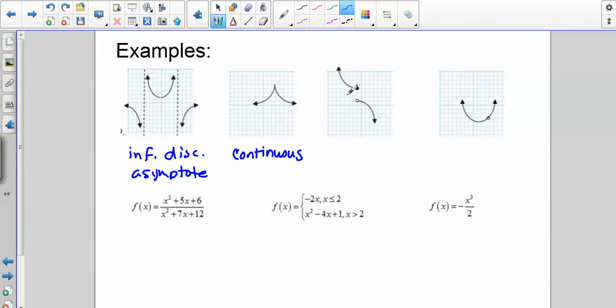The next one, as I start from the left and I go to the right, I have to jump to get to the second piece. So this discontinuity is a jump. And the last one seems continuous except for this hole right here, and that is a point of discontinuity.